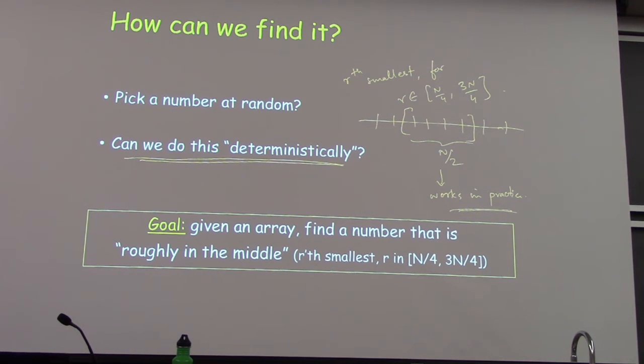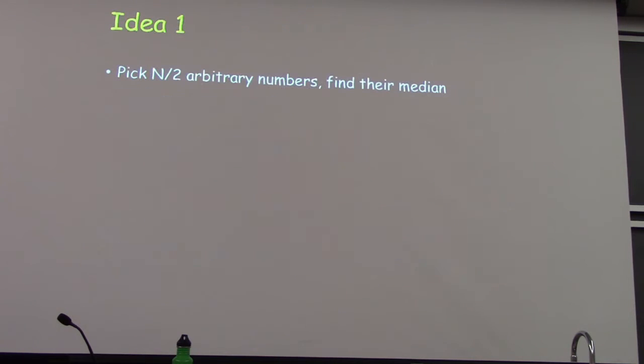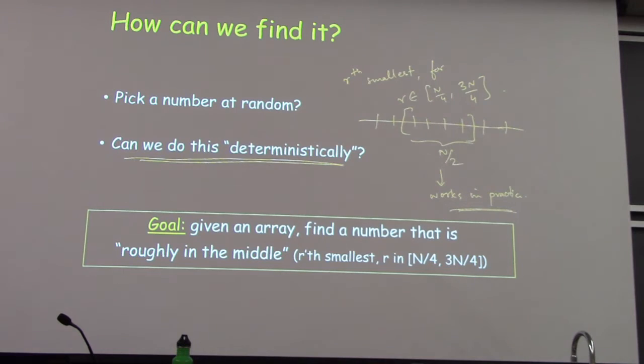So let's think about this problem for a little bit. What is the first idea? You just want to find some number that has this property that there are n by 4 numbers in the full array that are smaller than it, and n by 4 that are bigger than it. So that's what it means to have this being the rth smallest. So this is our goal. We want to find a number that's roughly in the middle.